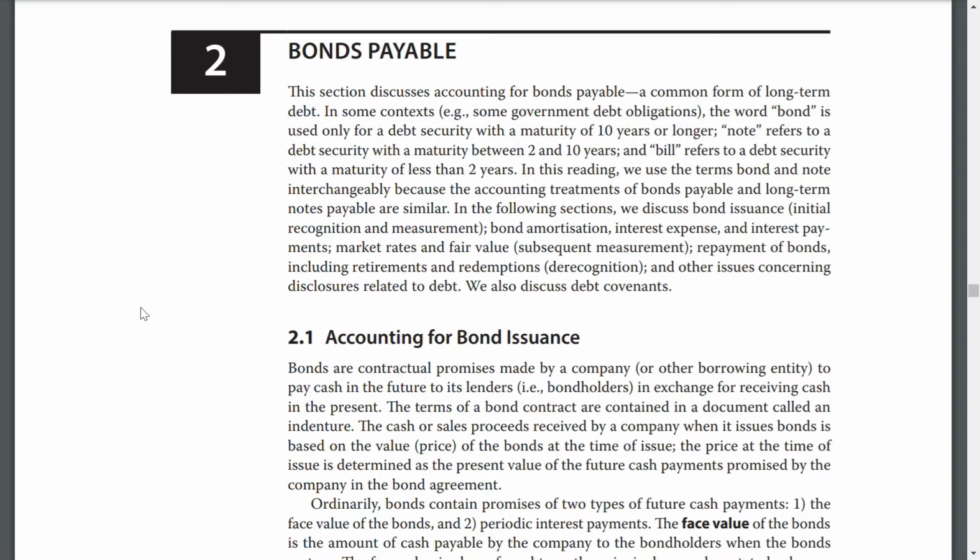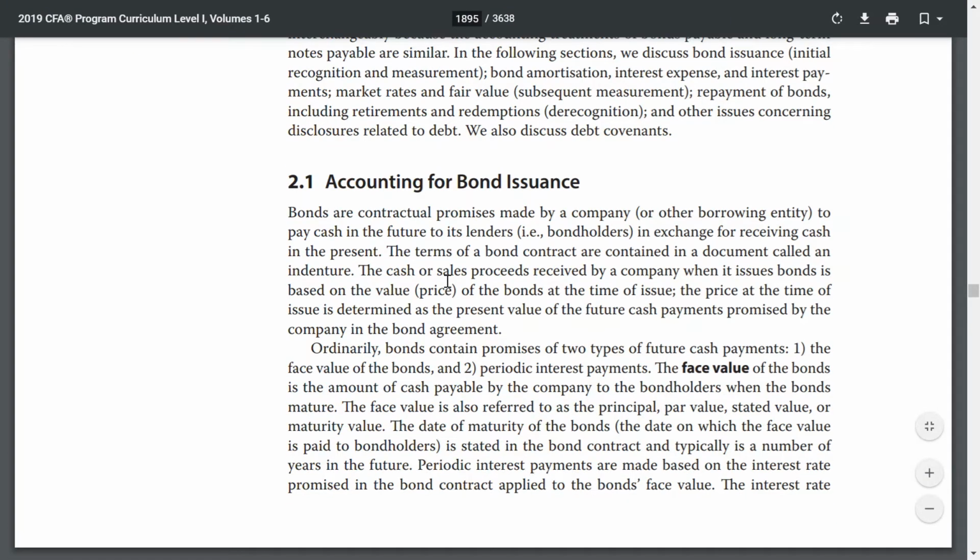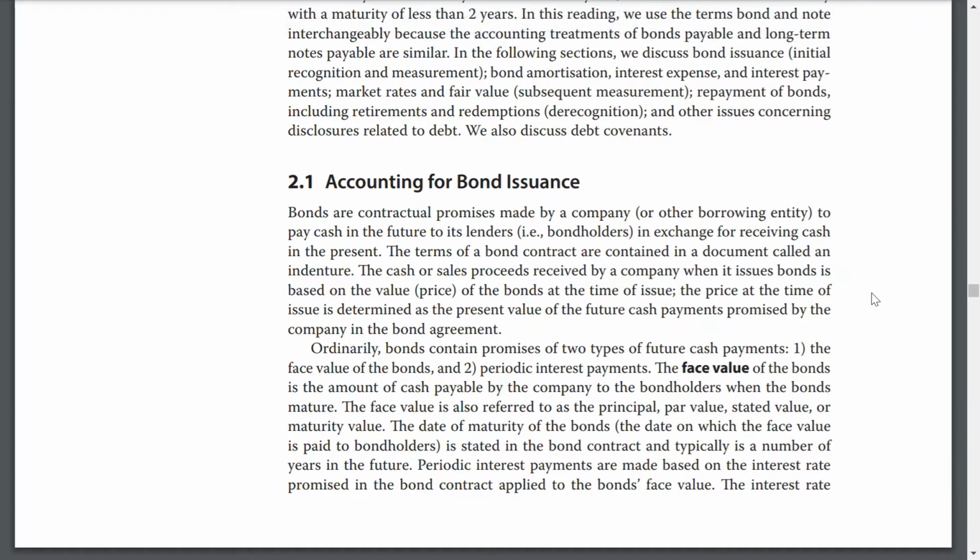In the following sections, we discuss bond issuance, initial measurement, and subsequent measurement, repayment of bonds, including retirement and redemption, and other issues concerning the disclosures related to debt. We also discuss debt covenants. Accounting for bond issuance. Bonds are contractual promises made by companies or other borrowing entities to pay cash in the future to a lender, i.e. the bondholder, in exchange for receiving cash in the present. The terms of a bond contract are contained in a document called an indenture.